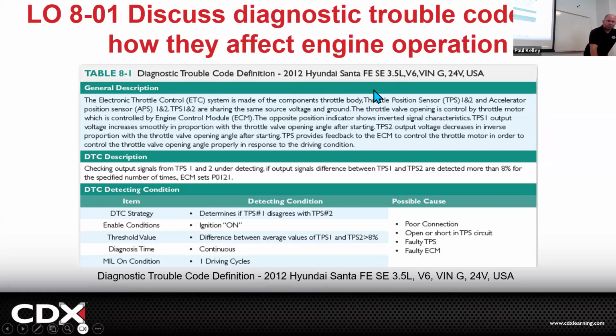The electronic throttle control system is made up of the components: the throttle body, the throttle position sensor, which is TPS 1 and 2, the accelerator pedal position sensor, now known as APS, 1 and 2. TPS 1 and 2 are sharing the same source voltage and ground. The throttle valve opening is controlled by the throttle motor, which is controlled by the ECM. All right, pause.